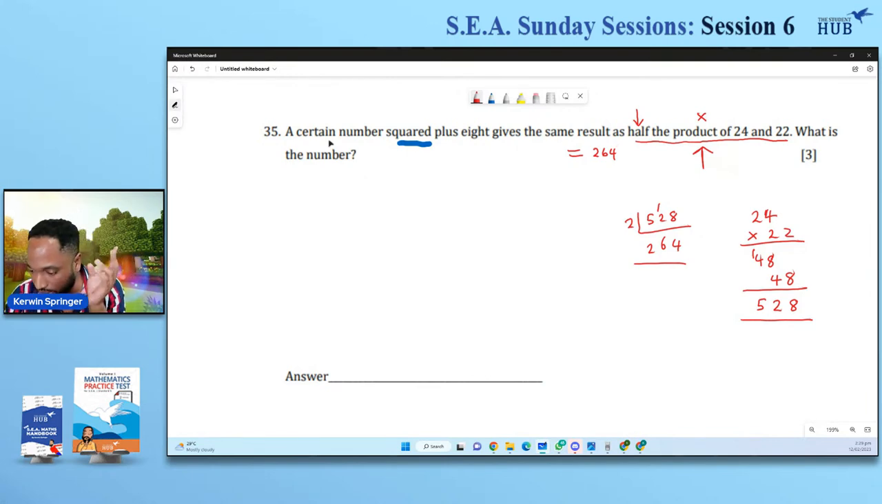Let's go back to the first part. A certain number squared, so some mystery number, we square it, and then we add 8, and all of a sudden we get 264.